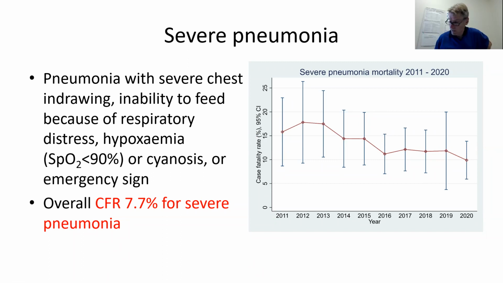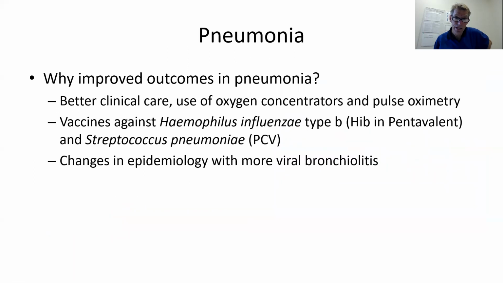And I think it's worth reflecting on why those improvements have occurred. I think we've thought a lot about this, of course, and they have occurred because of better clinical care. There's been a more systematic approach to the care of children with pneumonia, and particularly the use of pulse oximetry to detect hypoxemia, and the more widespread use of oxygen concentrators to ensure that all children with hypoxia got oxygen. I think the improvements have paralleled the introduction of vaccines.